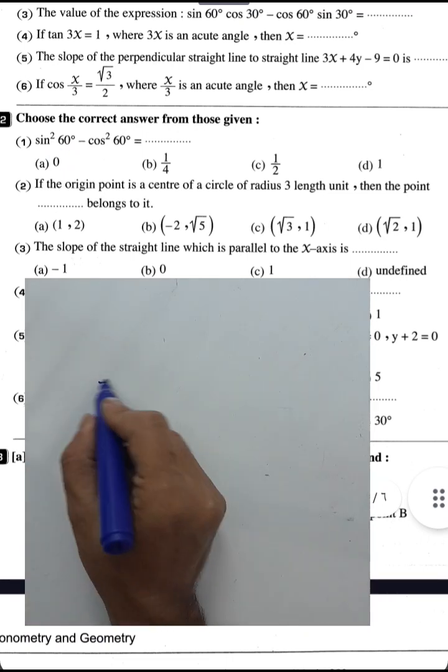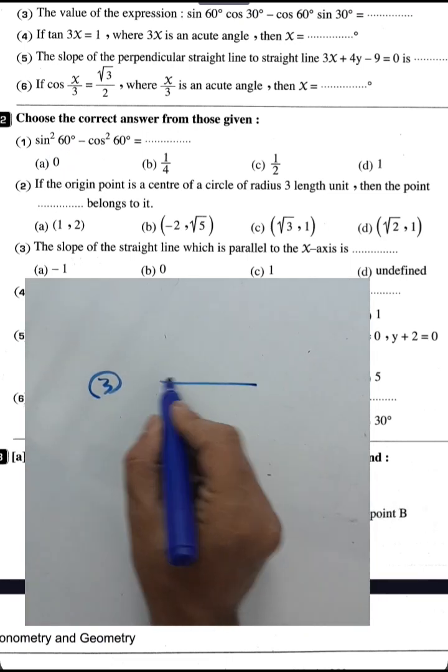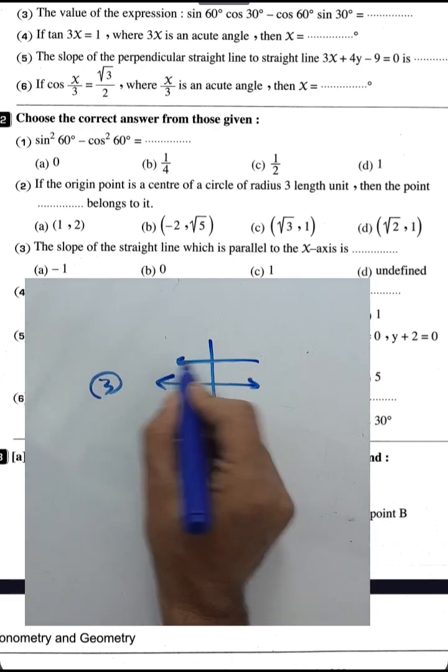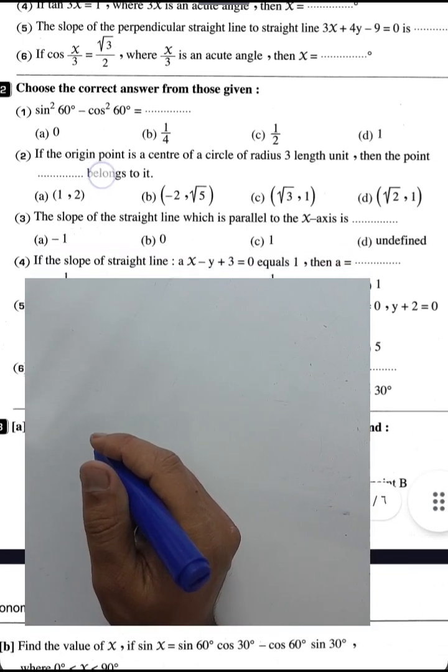Question number 3. The slope of a straight line which is parallel to the x-axis. Parallel to the x-axis, it will be 0. For a straight line parallel to the x-axis, the slope will be equal to 0. Choose letter B. Question number 4.